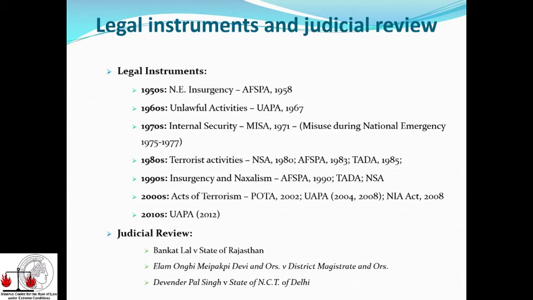Again, in 1971, the Maintenance of Internal Security Act was enacted, but during the Emergency, from 1975 to 1977, that act was grossly misused by the government in power, and various political parties opposing the party in power were thrown in jail under this act. So due to huge criticism, that act was later on repealed.